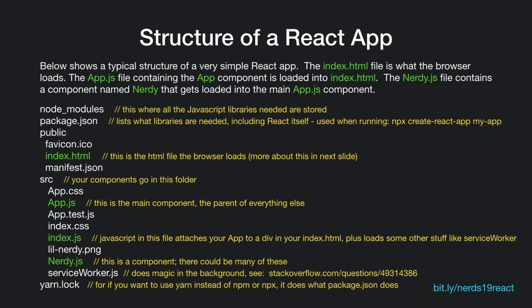There's a public folder, and the only thing I'll talk about there is the index.html file. There is an HTML file, and we'll get into that in the next slide. And then the src folder is where everything happens. This is where your components and other stuff are. In this particular app, there are two components, app.js and nerdy.js, and we'll look at both of those in detail. Index.js is important because it's what attaches the app.js to the index.html. Nothing too much else to talk about here. You can install this with Yarn, I think, so you can do yarn install instead of npm install. But it'll give you those instructions on Create React App. So that's it for this slide.